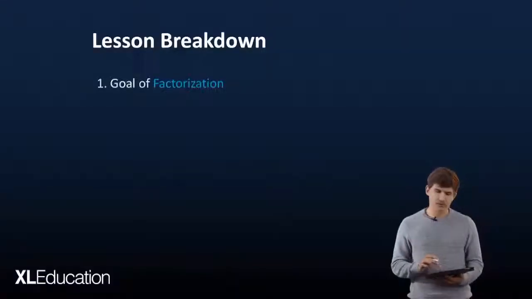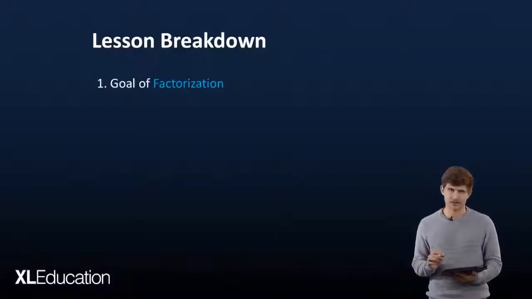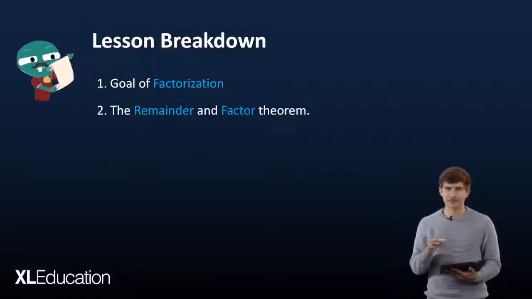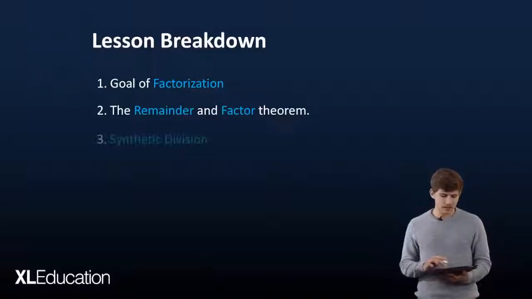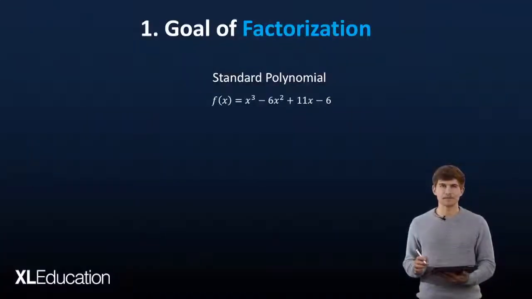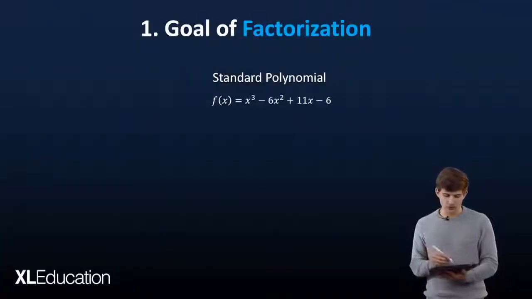So let's quickly go through a lesson breakdown here so we know why we're doing this and how we're going to do it. The first one we're going to do is look at the goal of factorization. Why are we doing this? The next thing is we're going to use the remainder and factor theorem to find our first factor, and then follow that through with synthetic division to find the last two factors. All good? Let's roll.